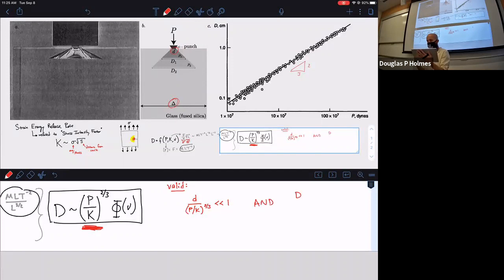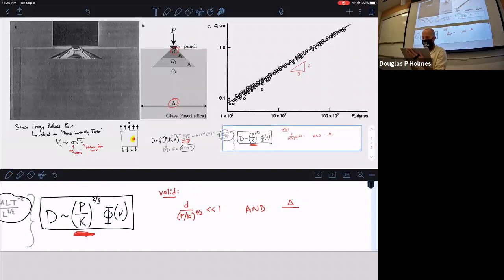And when the largest diameter of the system, actually, this must be a delta, sorry. Can't read my own handwriting. Capital delta, which is this thing here, relative to p over k to the 2/3, is really large.